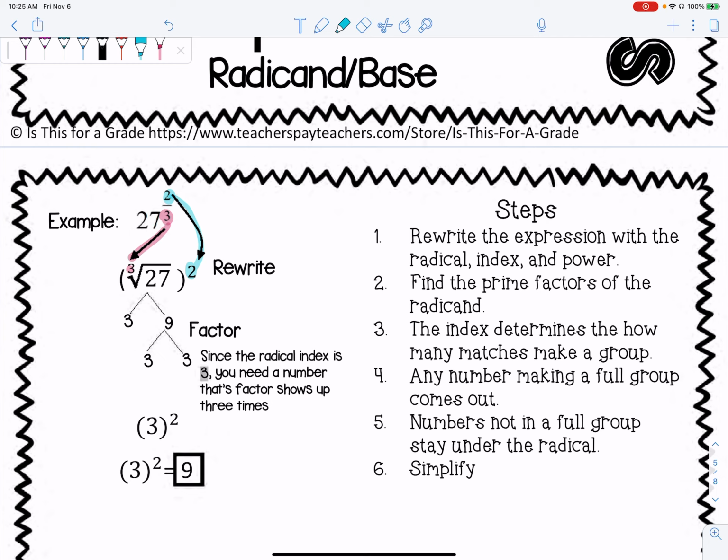We break down our 27 into a factor tree. We end up with one set of 3 of a kind that goes inside our parentheses as 3. 3 squared gives me 9 as my final answer.